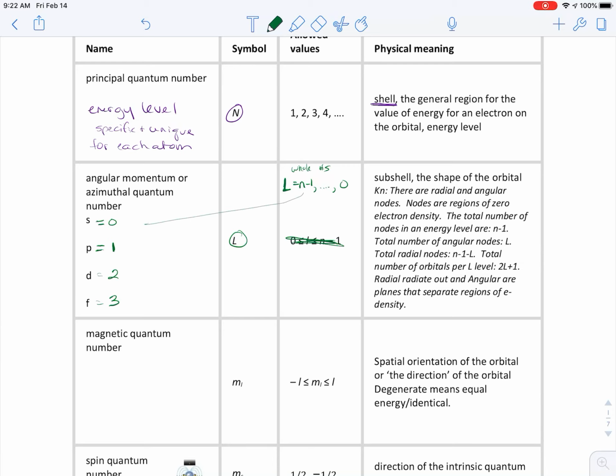And these values are what I've listed over here. This is the subshell. Again, it's telling us the shape of the orbital. And the orbital is the region where we find the electron. So it's basically the electron, and the way it's moving really, really fast is the ultimate shape that it ends up taking, or in that space.